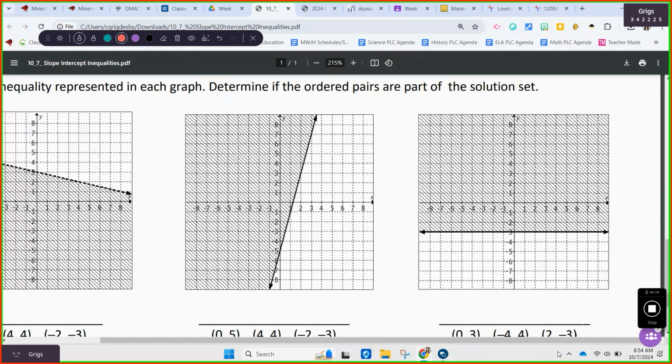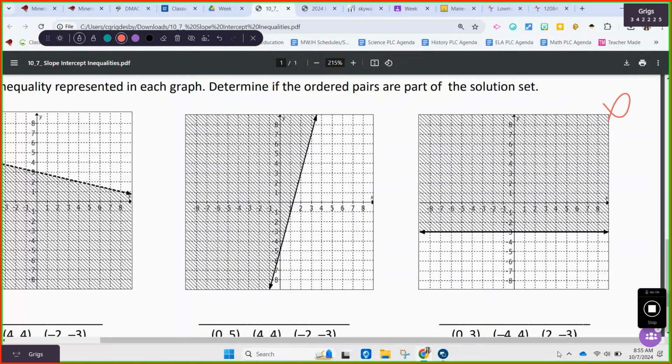Think about this one with your person. I'll give you 30 seconds. There's only a y value, so it means y equals, inequality. Y is, yes, y equals -3.